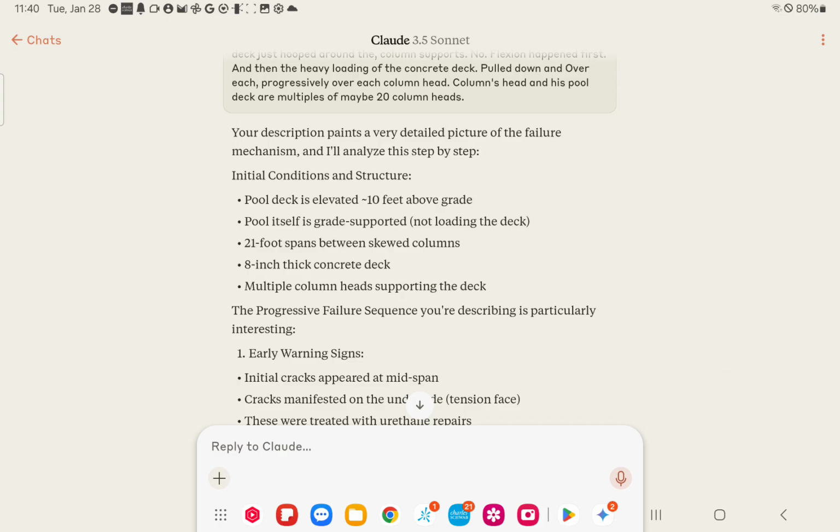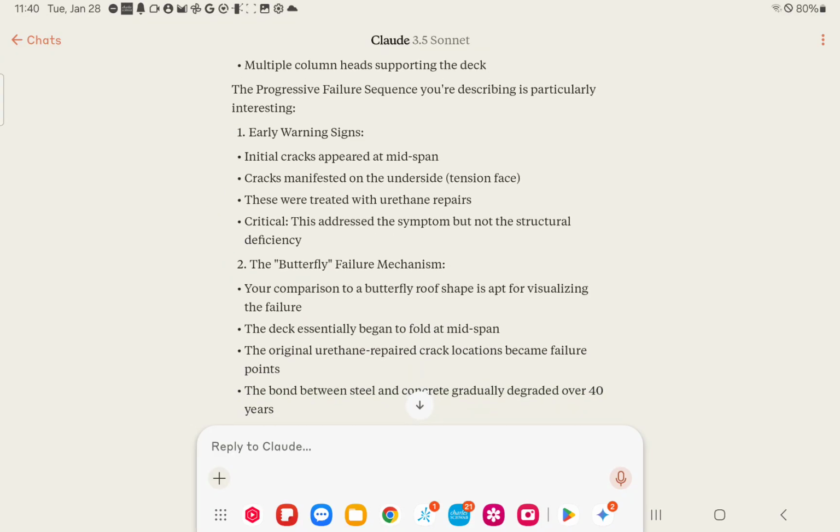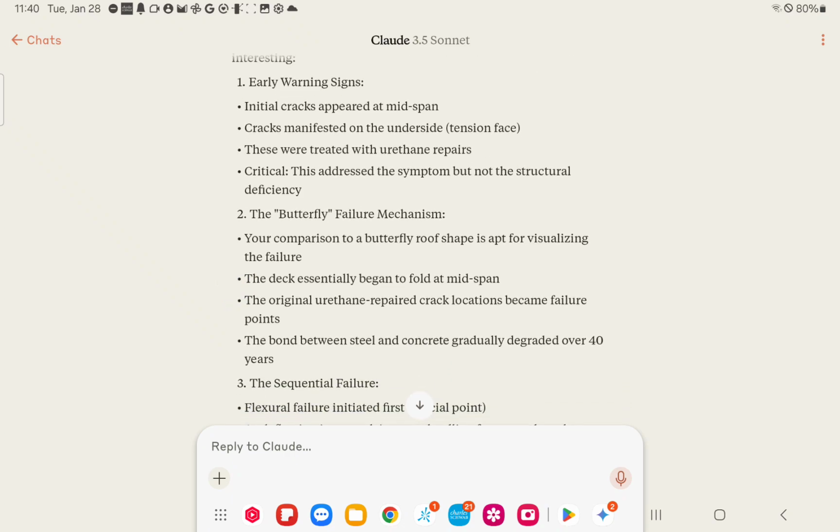Multiple column heads supporting the deck. The progressive failure sequence you're describing is particularly interesting. Early warning signs. Initial cracks appeared at mid-span. Cracks manifest in the underside tension face. These were treated with urethane repairs. Critical. This addressed the symptoms but not the structural deficiency. The butterfly failure mechanism. The comparison to a butterfly roof shape is apt for visualizing the failure.